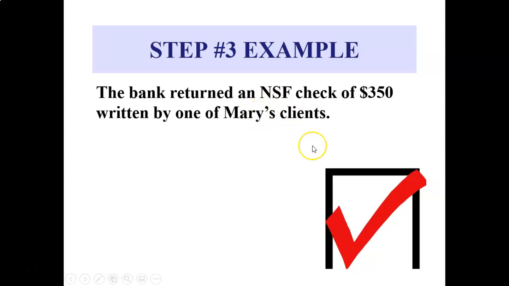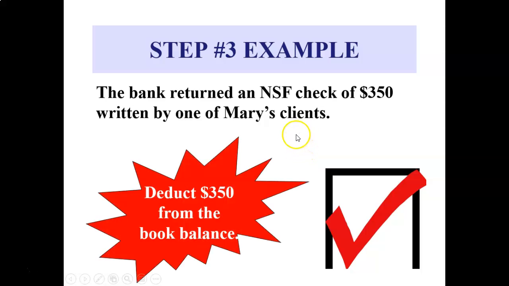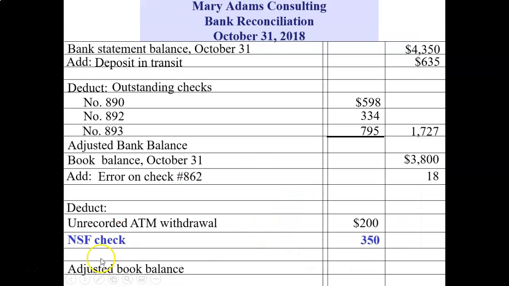And now with the bank statement, Mary is just finding out now that there was an NSF check. Okay, it's the book side that doesn't know about it. Like I say, as soon as the bank found out about it, they pulled it out. Okay, so it's the book side that doesn't know about this $350. We'd originally put it in there, and now we got to pull it out. So it's on the book side, and it's in the deduct, subtract section, NSF check, $350.